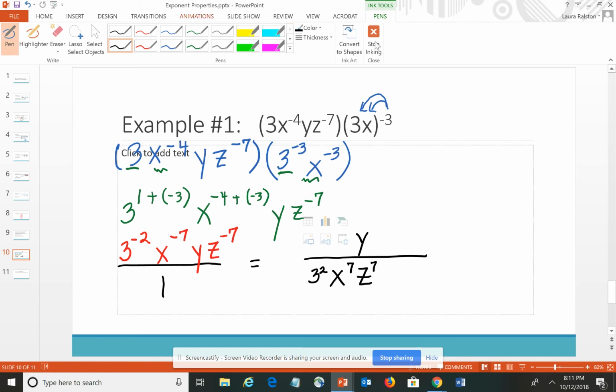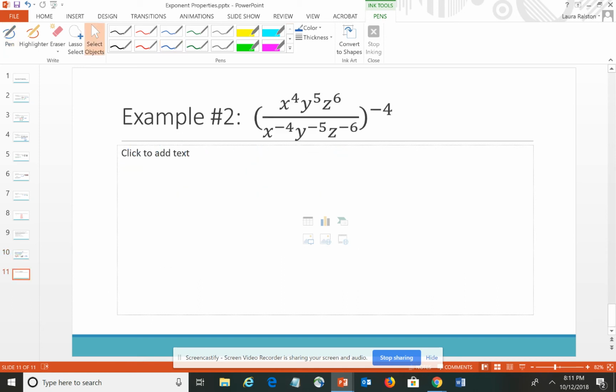So in my final answer, I'm going to have y divided by 3 squared is 9, x to the 7th, z to the 7th. And that would be your final answer. Notice I have no base occurring more than once, no parentheses, no negative exponents, and no powers to powers, and no zero exponents. All right, let's look at one more.